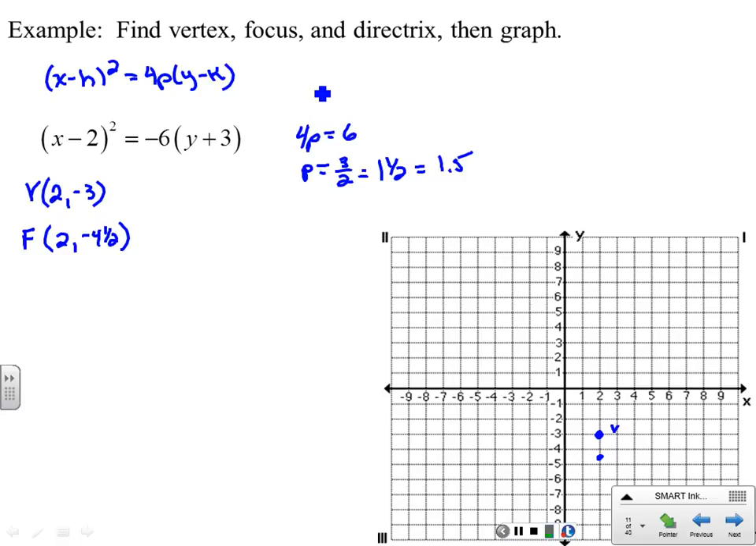Next thing we've got to find is our directrix. Where is the directrix? Behind it. So we're going to go 1.5 up, and your directrix is a line. Please do not forget that. So what's the equation of this line? Y equals negative 1.5.